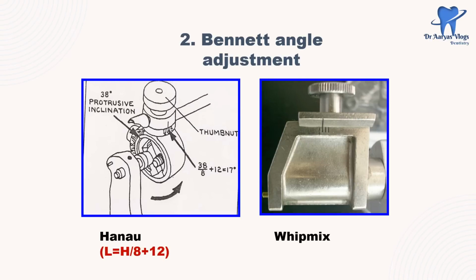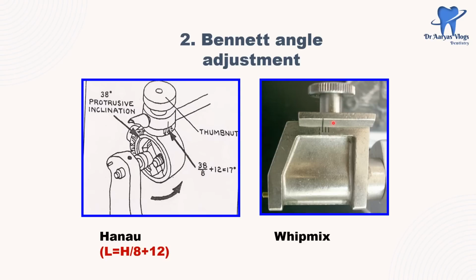And the Bennett side shift or Bennett movement can be discussed separately in a session. Now this is the Bennett angle adjustment. For a Hanau articulator, the formula is H by 8 plus 12. See, with a 38 degree protrusive inclination, that is HCI is 38, what is the Bennett angle? That is H by 8 plus 12, that is 38 by 8 plus 12. It is 17 degree. So ideally, lateral condylar inclination is 17 degree for this type of articulator.